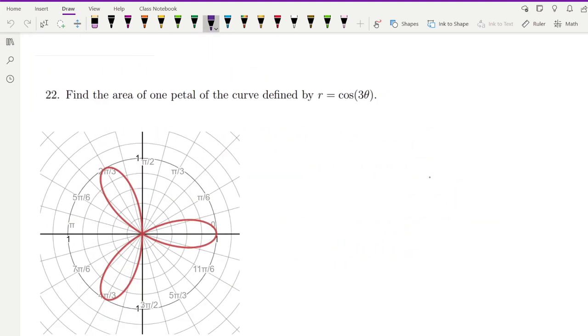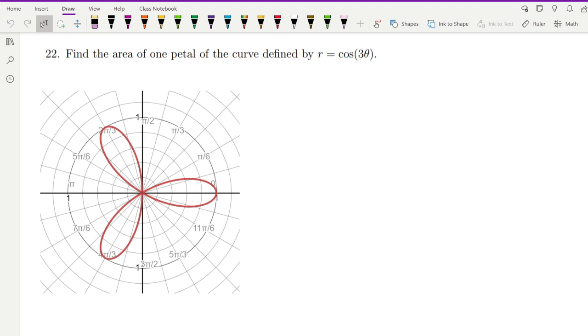All right, the last question is asking us to find the area of one petal of the curve defined by r is equal to cosine of 3 theta. I wouldn't expect you to have this graph memorized or anything like that. I would probably give you the graph or walk you through how to sketch it yourself if I was going to ask you to find this area.